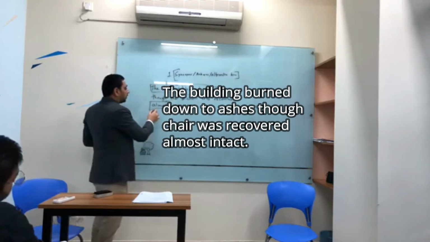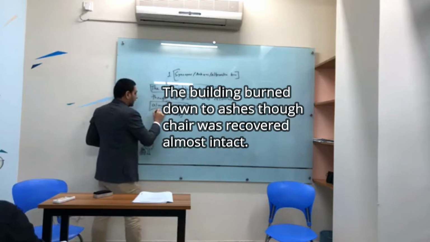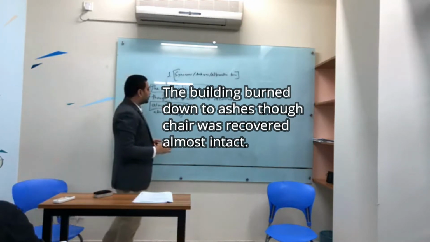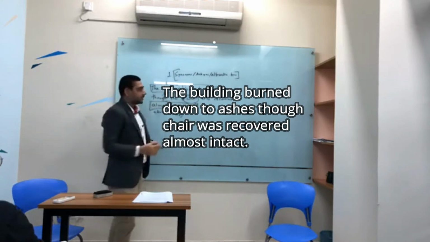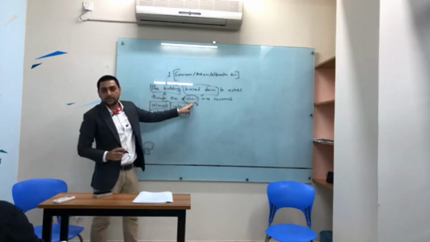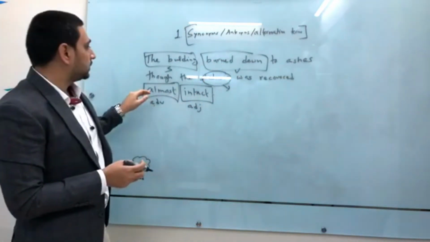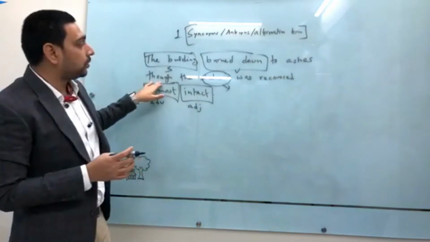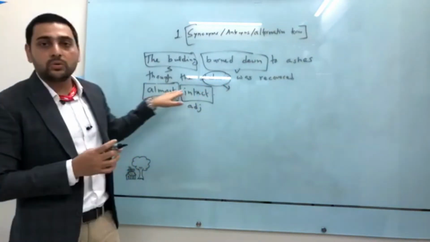So when they say almost intact, that is an adjective, right? Adverb, that's the subject, that is the verb, okay? And that is the object because that's what we are talking about, right? That's the subject because it starts with the building, but mainly we are talking about the church here. So the building burned down to ashes, completely burned down, though the chair, we are talking about an object, was recovered almost intact.